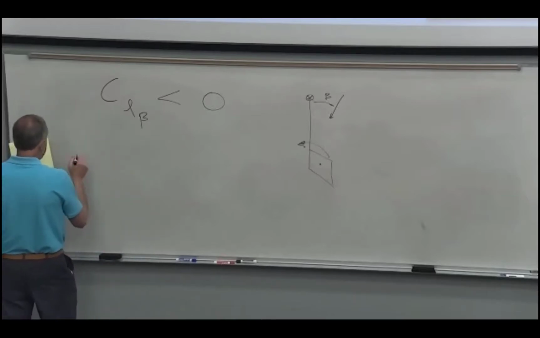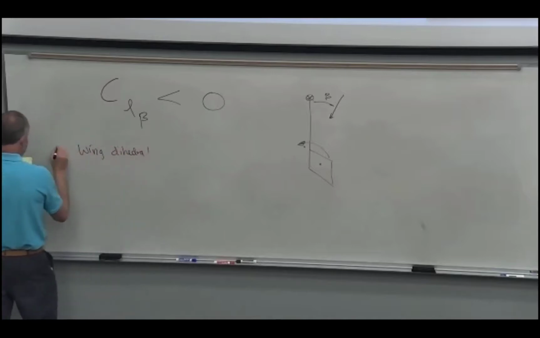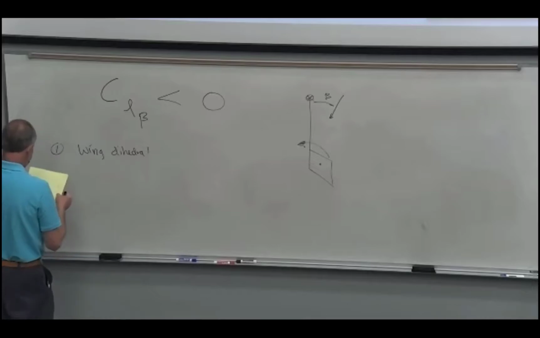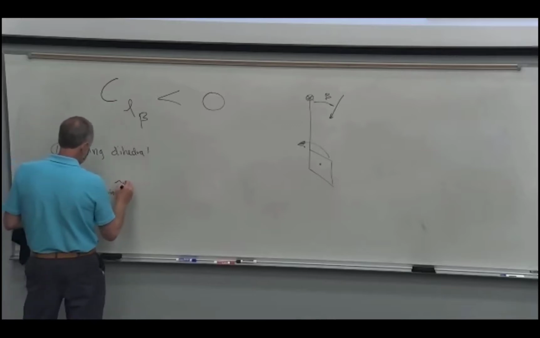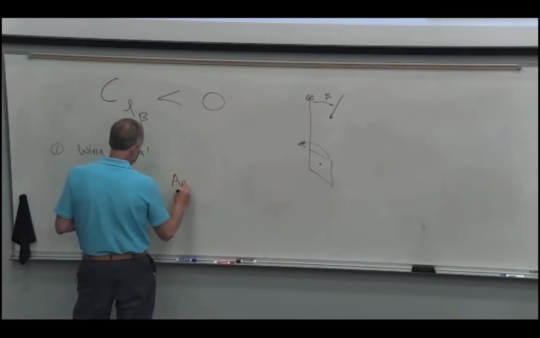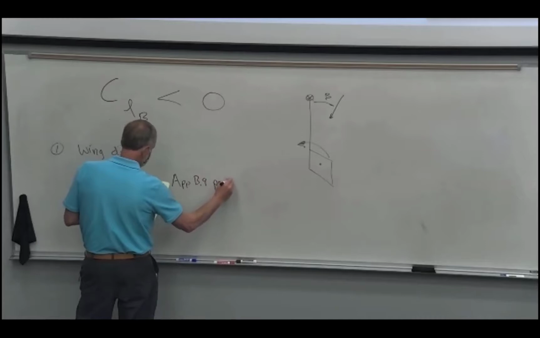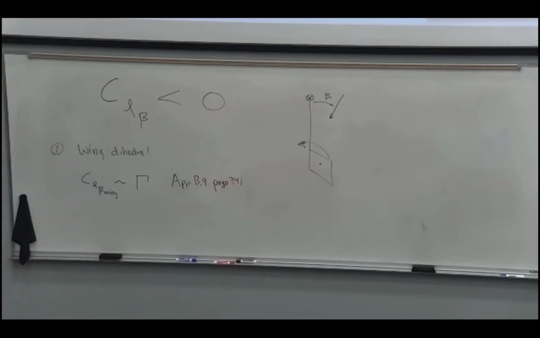So the number one contribution was the wing dihedral. And you can do some chase around charts for the entire effect of the wing dihedral versus the dihedral angle. So if you go to appendix B.9, page 341, there's some charts there that allow you to estimate that.